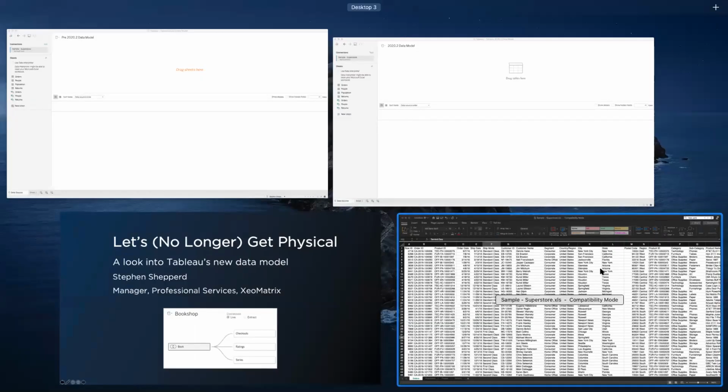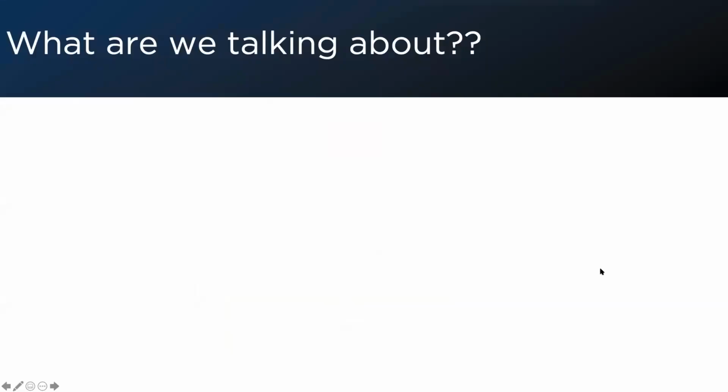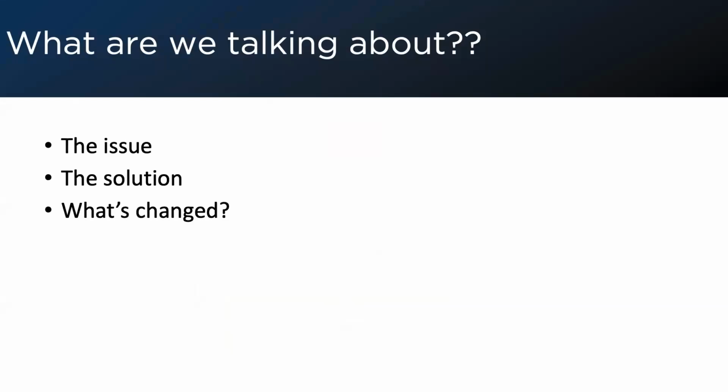Let's talk about what we're going to cover here. First, the issue: what was the reason that Tableau felt like they needed to change a few things on the data connection side? Then the solution that now exists with the data model. And then what's on a lot of people's minds: what's changed and what hasn't changed? Does your life significantly change when you upgrade to 2020.2?